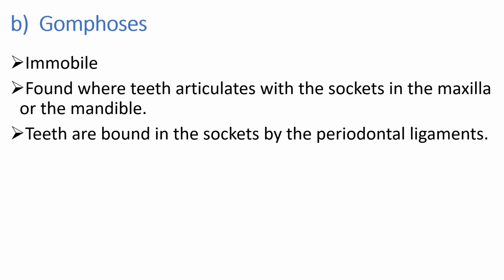Then we have gomphoses. These are immobile joints. They are found where the teeth articulate with the sockets in the maxilla or the mandible. The maxilla is the upper jaw, while the mandible is the lower jaw. Teeth are bound in the sockets by the periodontal ligaments. So this is a ligament that reinforces or provides more stability to the teeth in the sockets.